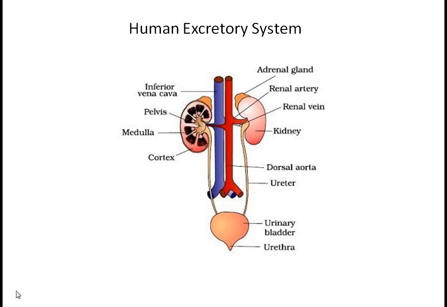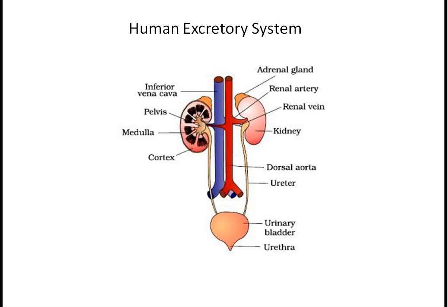Hello students, yesterday we were discussing the human excretory system, its parts, and the excretory units called nephrons. The structure of nephron we were discussing yesterday. After the structure of nephrons, you have to draw this diagram of the human excretory system and label its parts.